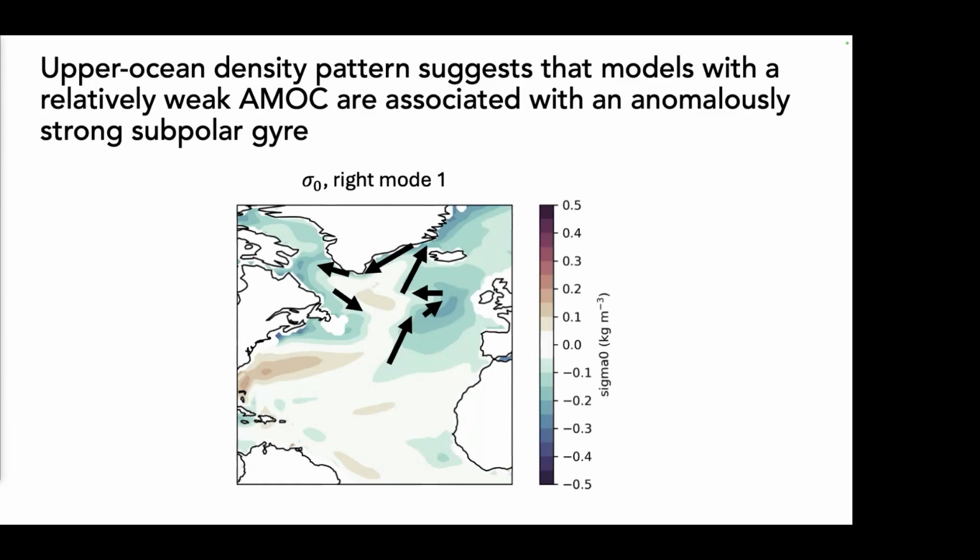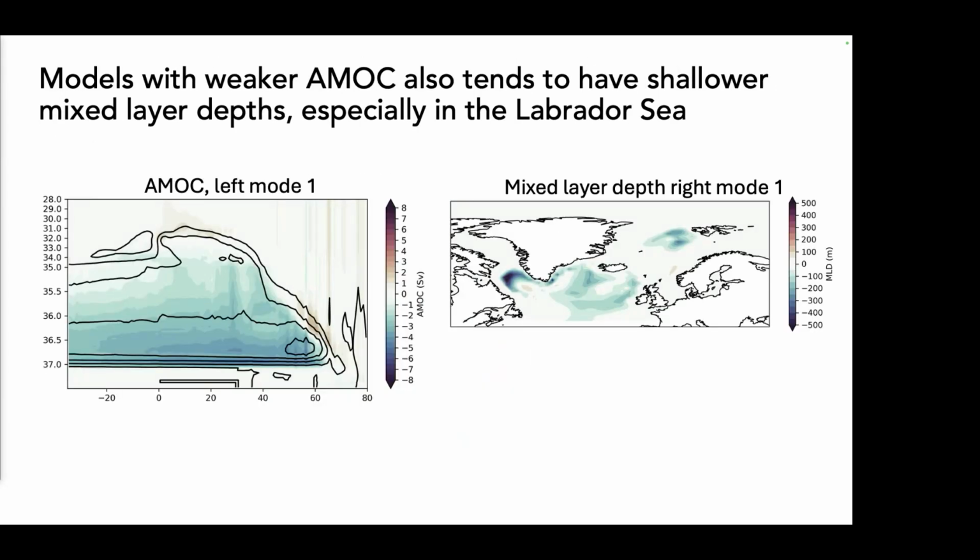Then one last of these before we start to talk about what it means. So this is the same analysis where you're doing these paired patterns, but with mixed layer depth. When you have anomalously weak AMOC, you also have anomalously shallow mixed layer depths, especially in the Labrador Sea. And that makes sense, right?